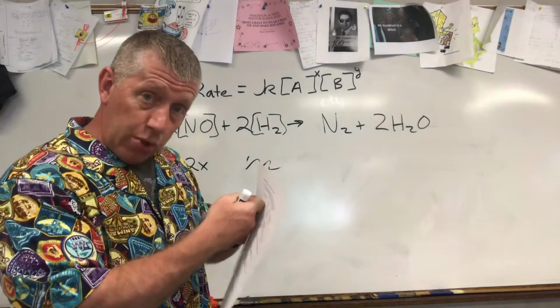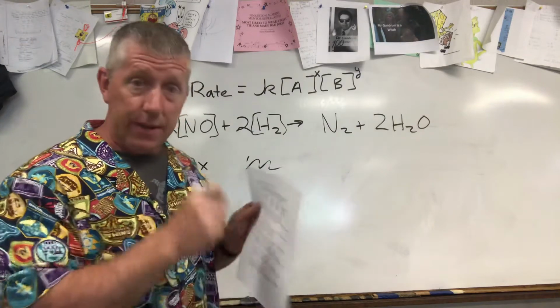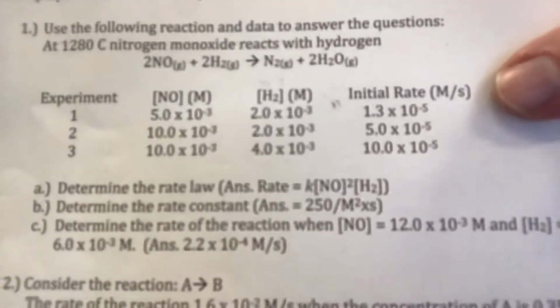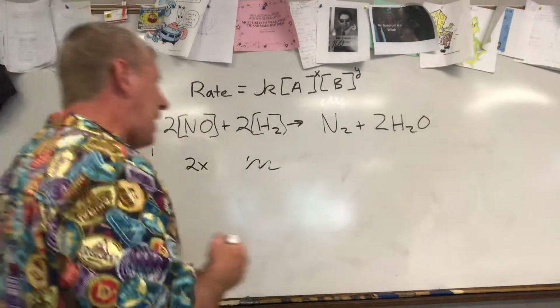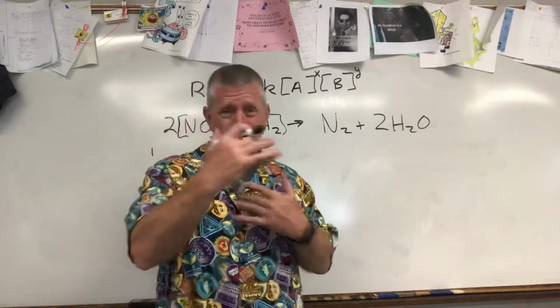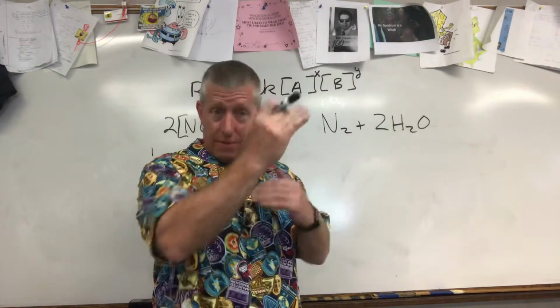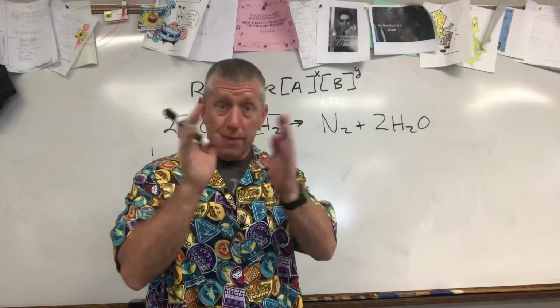In experiment 2, it went to 5 times 10 to the negative 5. So we jumped in this initial rate from 1.3 times 10 to the negative 5 to 5 times 10 to the negative 5. All right, so what does that mean? Now, the times 10 to the negative 5 is the same, so that's not what we're going to look at. Look at the two numbers at the beginning, 1.3 and 5.